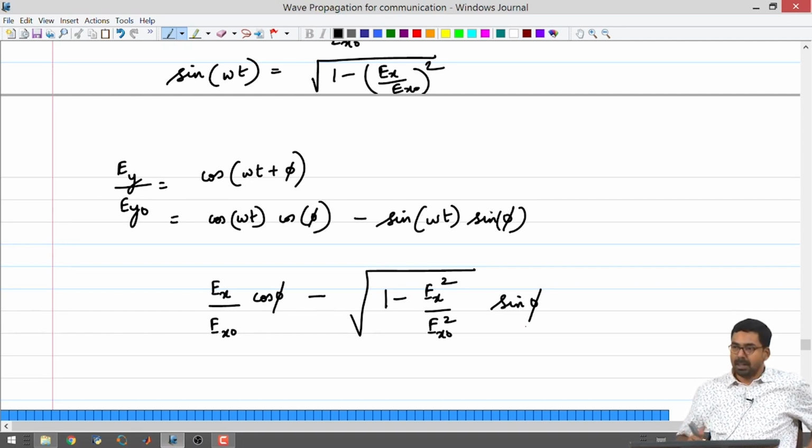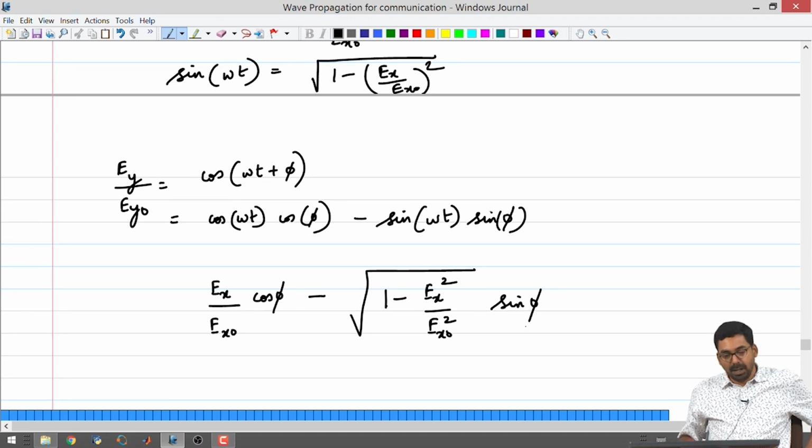I have skipped some mathematical steps, but I think overall at this stage you should be able to follow what's going on. So I have just written Ey by Ey naught equals Ex by Ex naught cos phi minus square root of 1 minus (Ex by Ex naught) square sin phi.